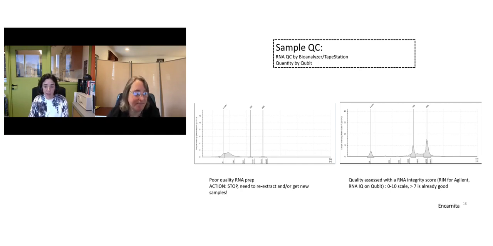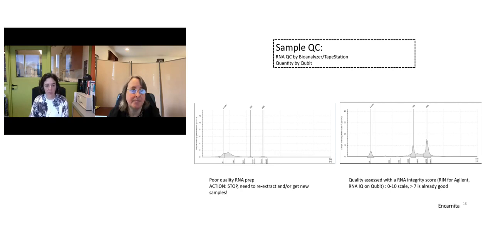A good RNA is assessed by an RNA integrity score that can have different names depending on the machine you are using. It's going to be the RNA integrity number for Agilent machines, the Bioanalyzer and TapeStation. It can be another name, RNA IQ, if you are going to use Qubit, which also works for this kind of issue. And usually the scale is from 0, bad RNA, to 10, very high quality RNA. What we consider, and this is true also in the field of transcriptomics, is that beyond 7, it's already a good quality.